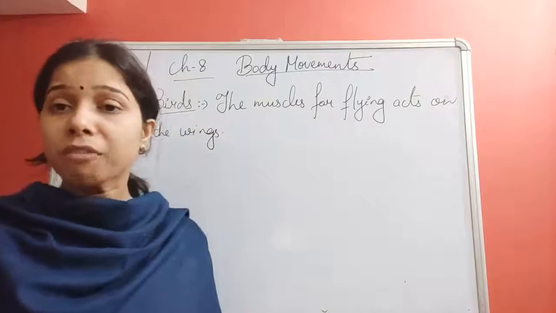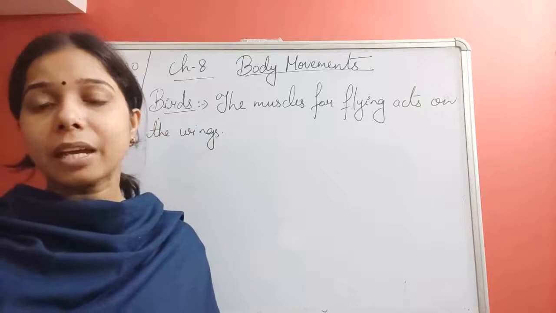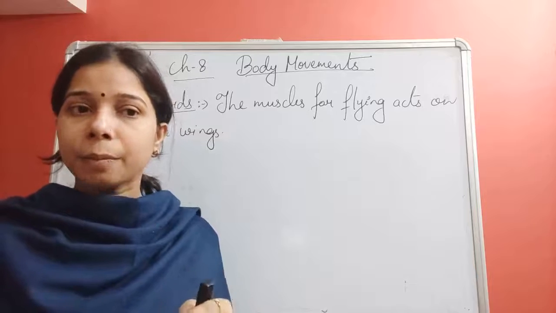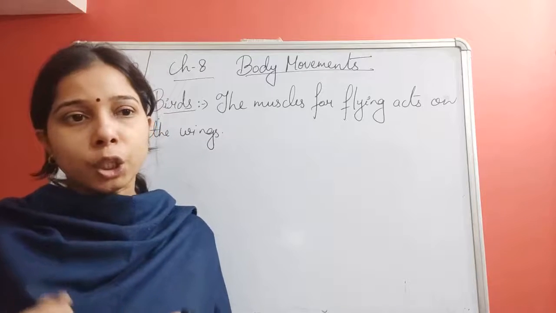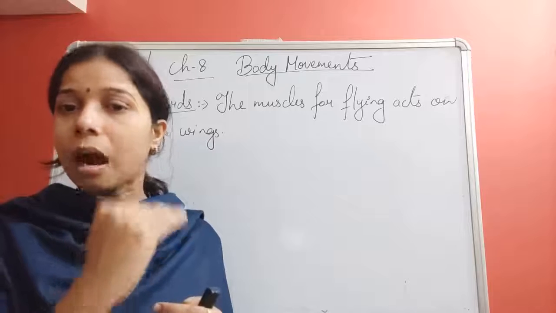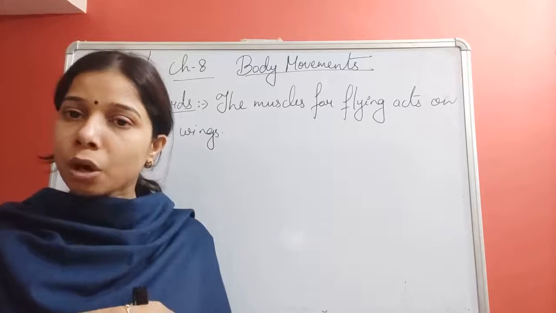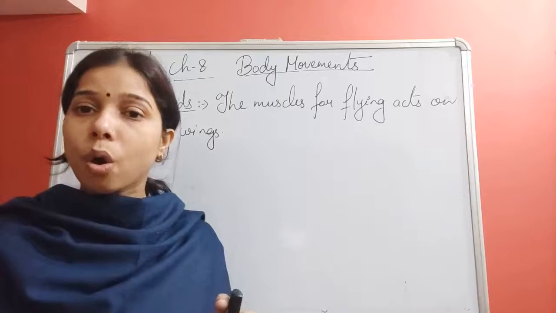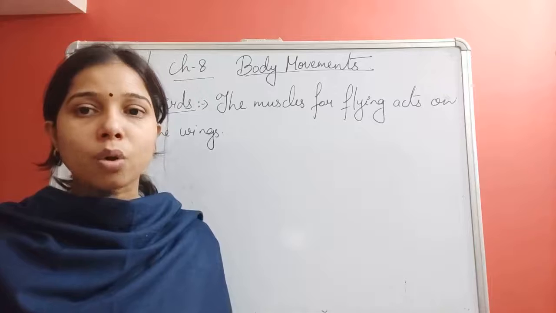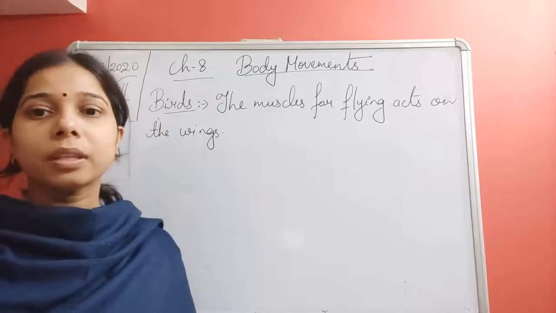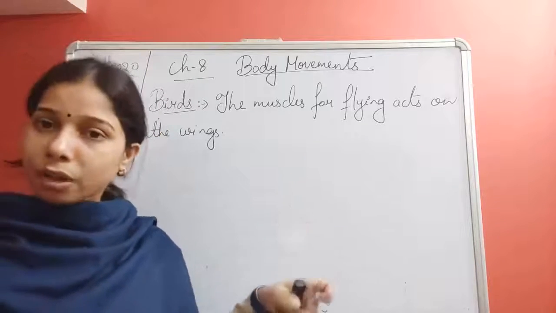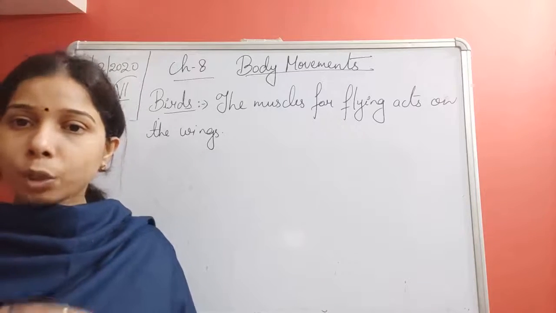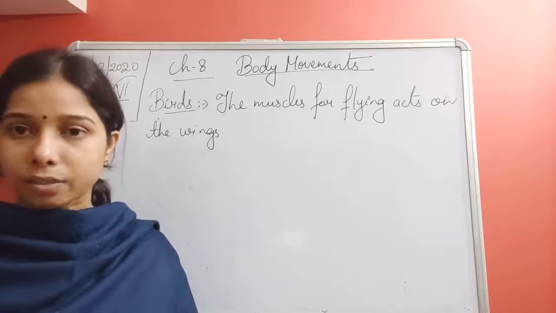It means one of the muscles, when it contracts, makes the wings go in the upward direction, and when the other muscle contracts, the wings go in the downward direction. So wings go up and down because of the muscles which are attached to the wings. When one contracts, the wings go down, when the other contracts, the wings go up, and due to which they move upward and downward.